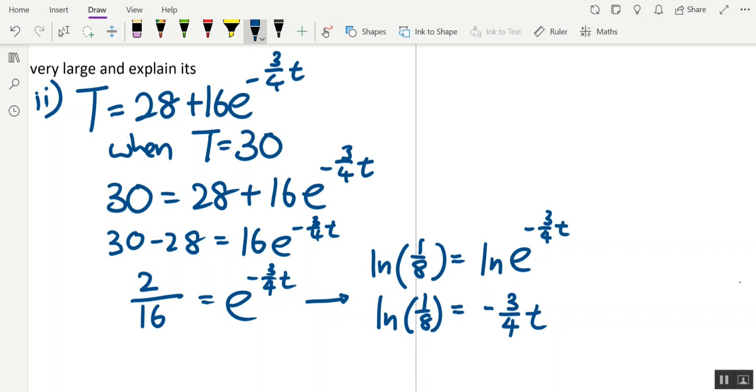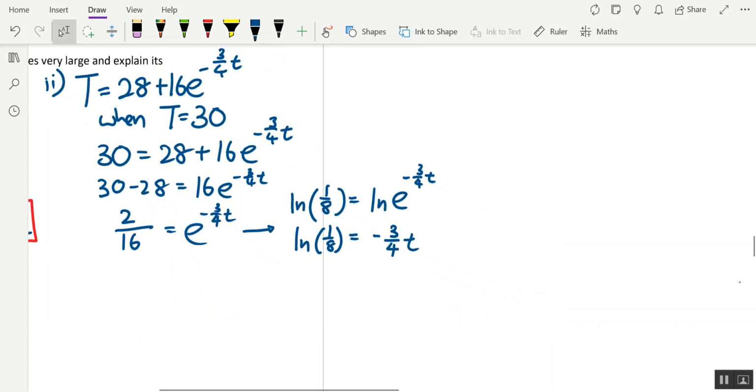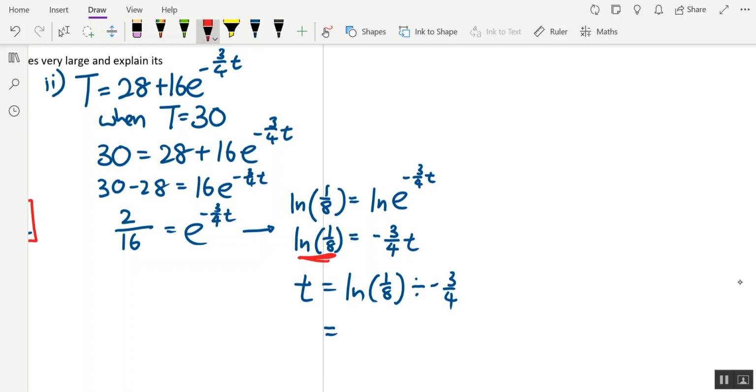All you need to do now is to key into your calculator. t equals ln 1 over 8 divided by negative 3 over 4. Don't think that, oh, I will get a negative answer, so you start doing it wrong. It's wrong, because when you ln a number that is smaller than 1, this is actually negative.